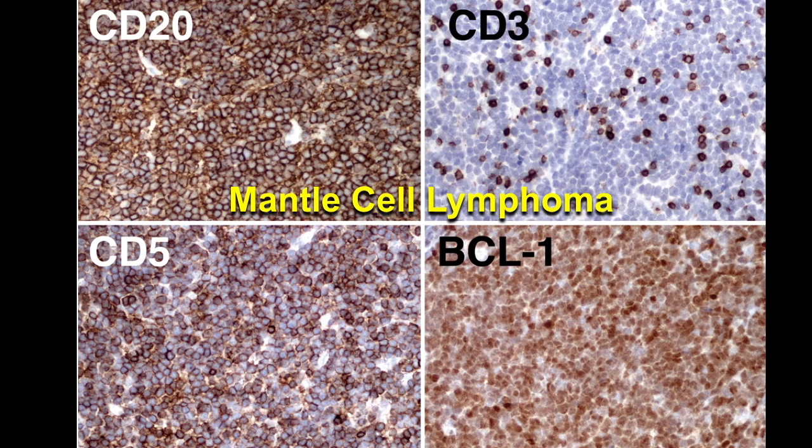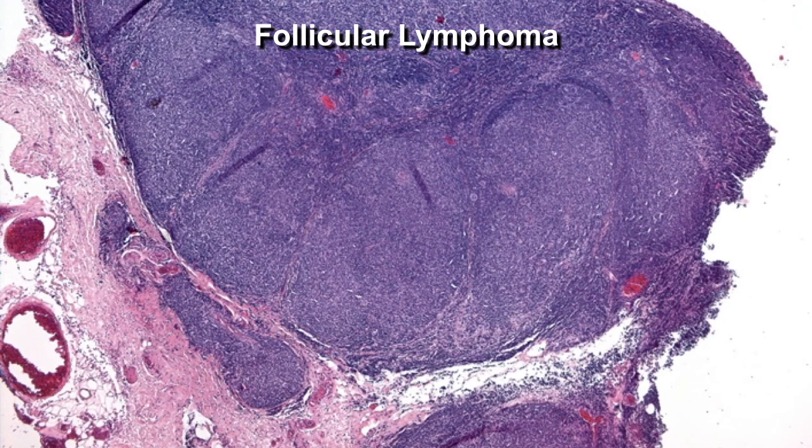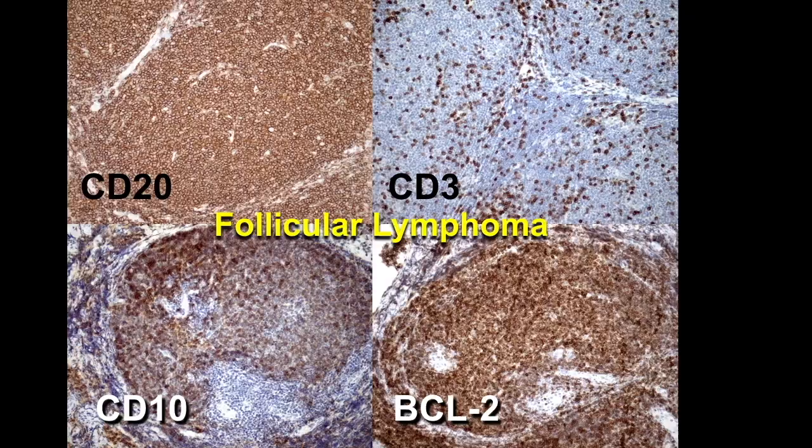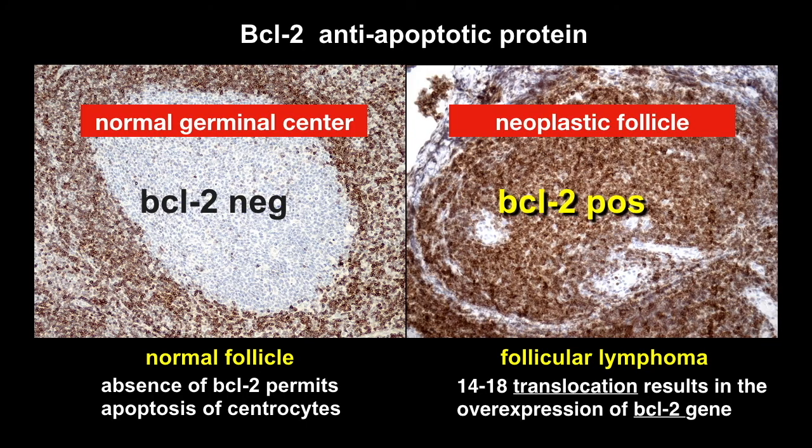In mantle cell lymphoma, the tumor cells co-express B-cell marker CD20 and T-cell marker CD5, but don't co-express CD3. The tumor cells also express BCL1 or cyclin D1. In this follicular lymphoma, the cells comprising the large neoplastic follicles stained with CD20, follicular center marker CD10, and are also positive for anti-apoptotic protein BCL2. BCL2 is negative in normal germinal centers.